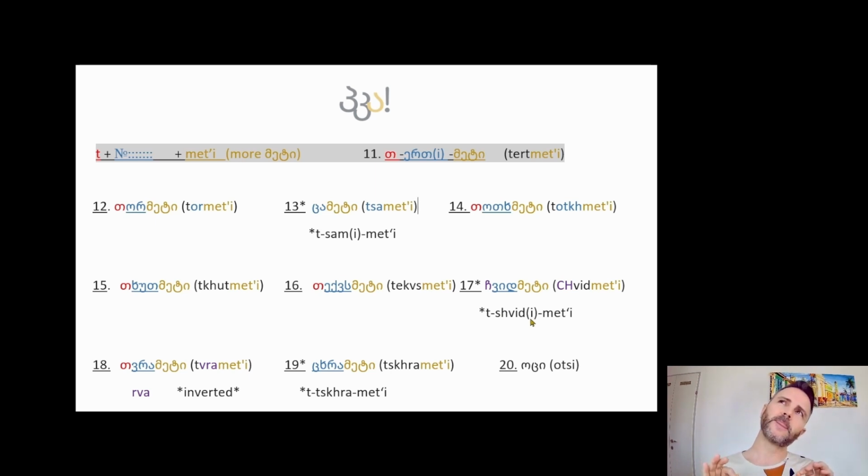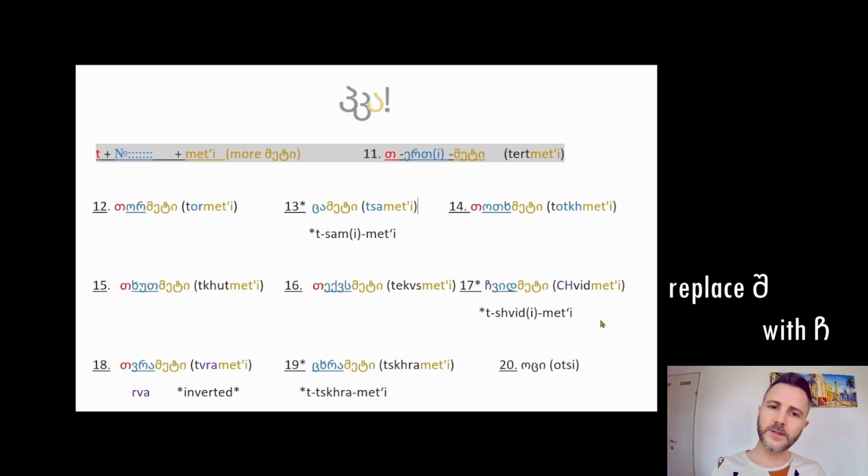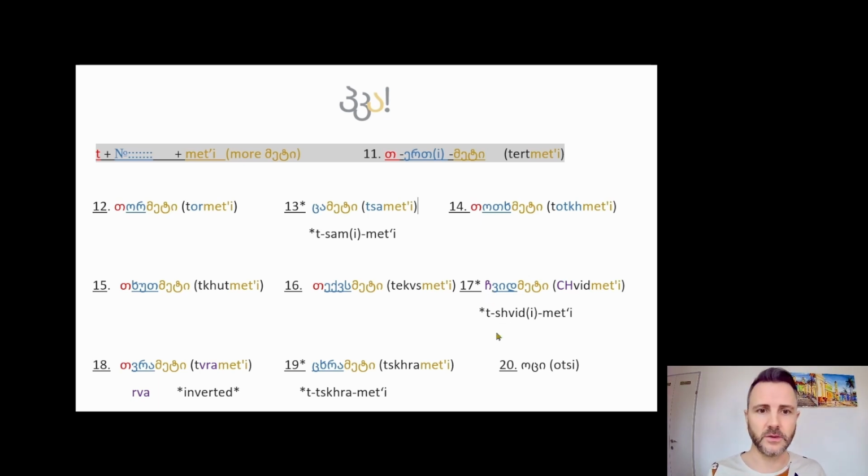ჩვიდმეტი. That's 17. Now, შვიდი is 7. But we don't say tkhvidmet'i. This one has been shrunk down to chvidmet'i. Why it's changed from the sh to the ch, I don't know. Perhaps in the Georgian ear, tsh sounds a bit like ch anyway. So why not, you know? Again, it's shrinking it down, simplifying in 17, ჩვიდმეტი.